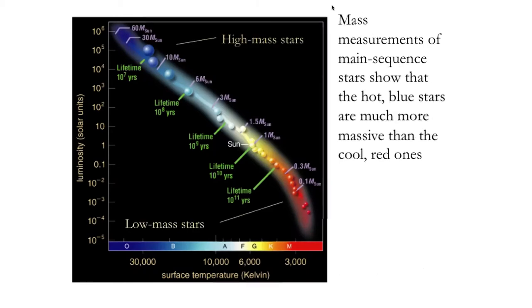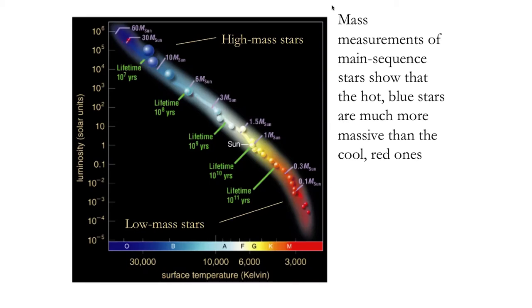It has to do with their mass. The main sequence is a mass sequence. How do we know this? Again, we've measured the masses of stars in binary systems that happen to be main sequence stars, and we find that the further up the main sequence you go, the higher the mass of the star you've got.